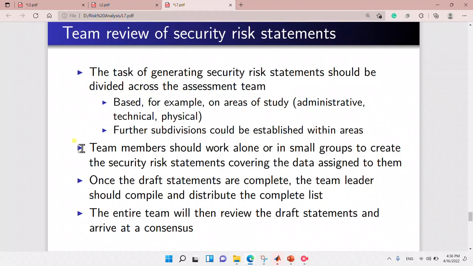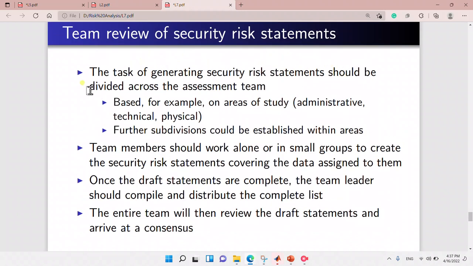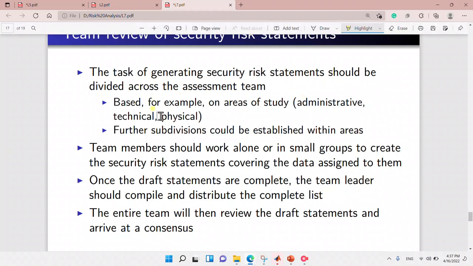Now we want to do the review. The first step was to generate the risk assessment. We multiplied the risk by the vulnerability by the asset. And then generate the security risk statement. And now we have to review the security risk statement. What we do is gather the security risk statements and divide them across the assessment team. For example, we have the administrative, technical, and physical areas of study. Further subdivisions could be established within areas. So first we divide across the assessment team members.